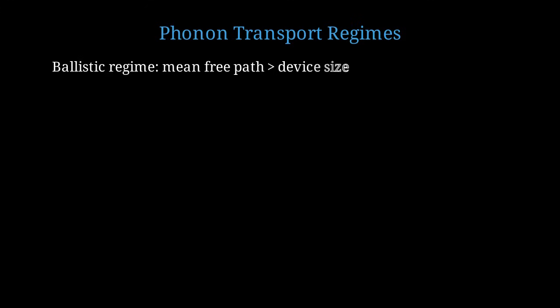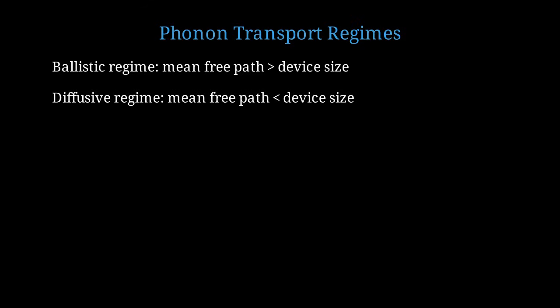To fully understand thermal rectifiers, we need to consider different phonon transport regimes. In the ballistic regime, the phonon mean free path is larger than the device size. Phonons travel without scattering. In the diffusive regime, the mean free path is much smaller than the device. Phonons undergo many scattering events. The thermal conductivity lambda equals v times tau divided by 3, where v is phonon velocity and tau is scattering time. This is the kinetic theory result.